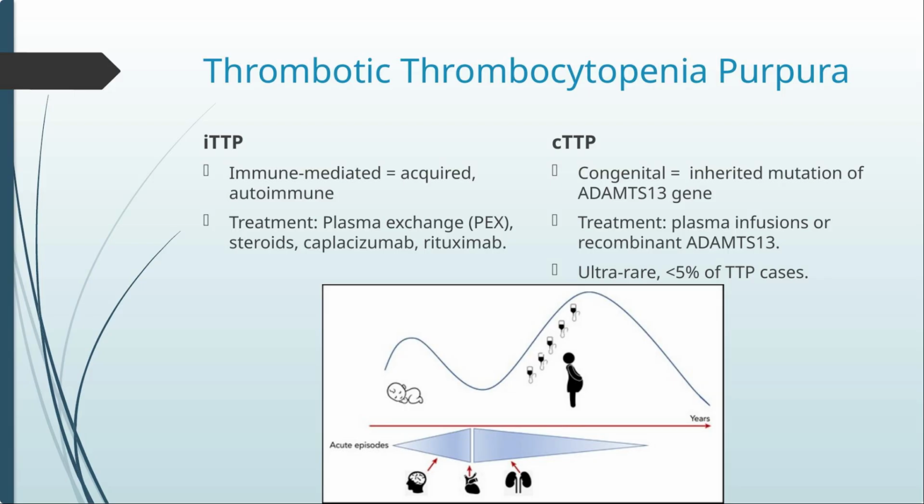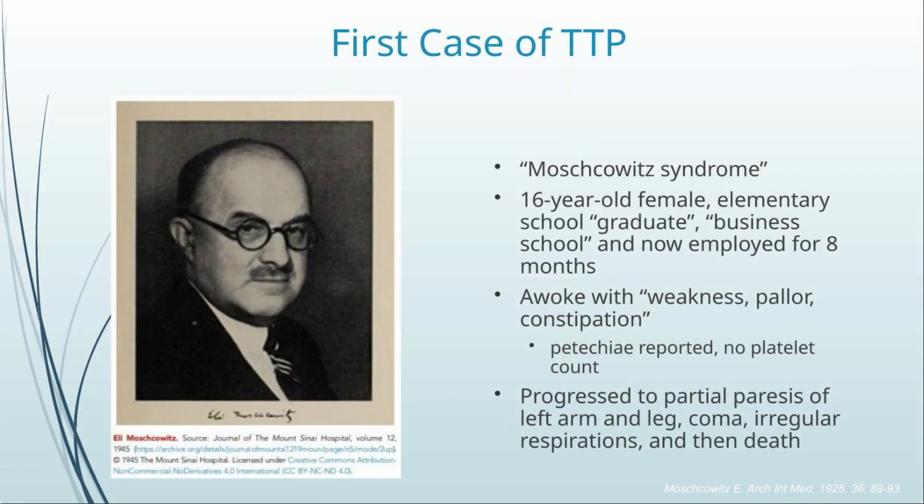So Dr. Eli Moschcowitz published the first known case of TTP, and it was dubbed Moschcowitz syndrome. In his publication, he describes a 16-year-old girl who had graduated elementary school and completed business school. She had spent the weekend at the beach with her family, and the following day she awoke with weakness in her arms and pallor. Her symptoms progressed over the following days to include fever, and she was admitted to the hospital 9 days after her initial symptoms.